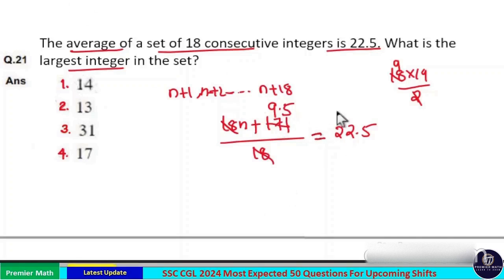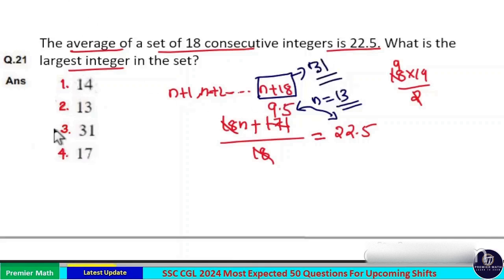Here, if you take the difference between 22.5 and 9.5, we will get n. N is equal to 20 minus 7, that is 13. So, if n is 13, the largest integer is n plus 18, which is equal to 13 plus 18, 31. So, option 3 is your answer.